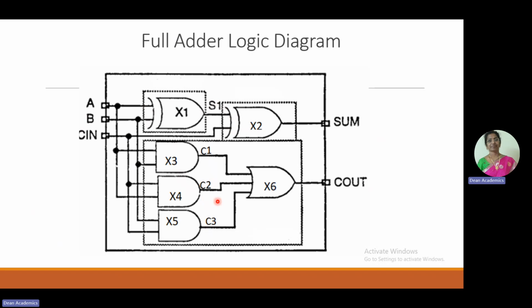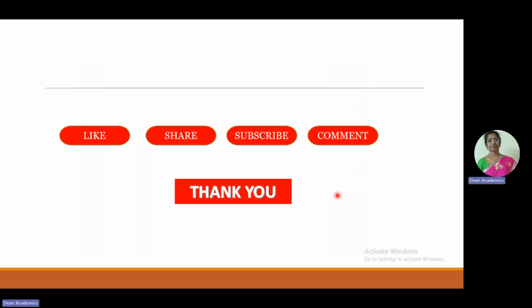In the architecture body, we also declare the components. What are the different components required? Exclusive OR gate, AND gate, and a 3 input OR gate. With this logic diagram, we can obtain the sum and carry. And now we shall see the VHDL program.